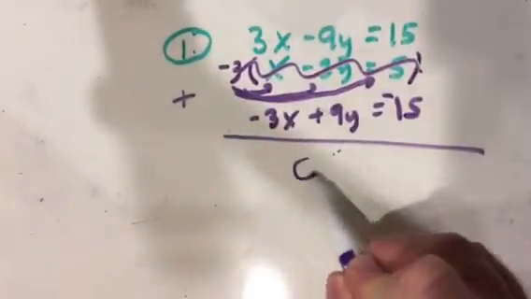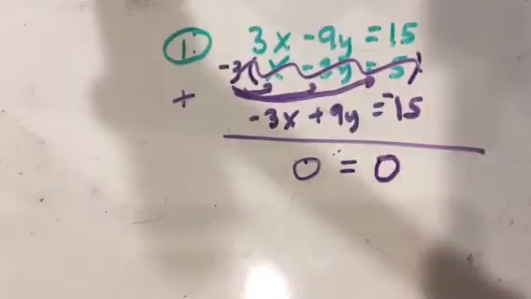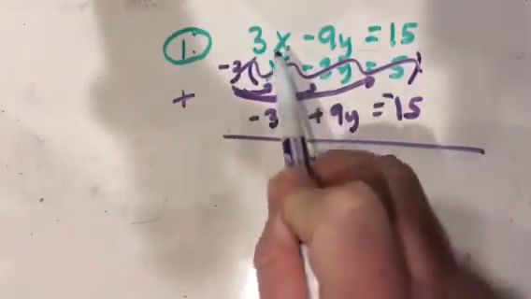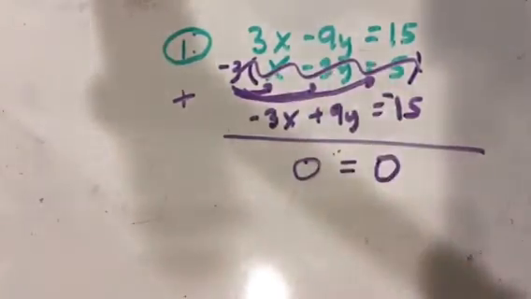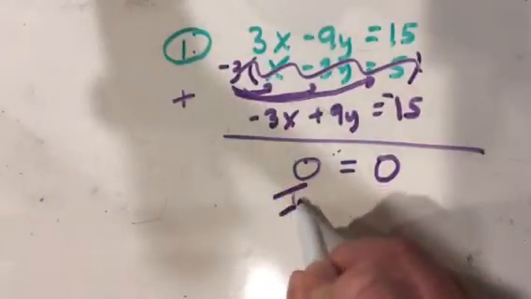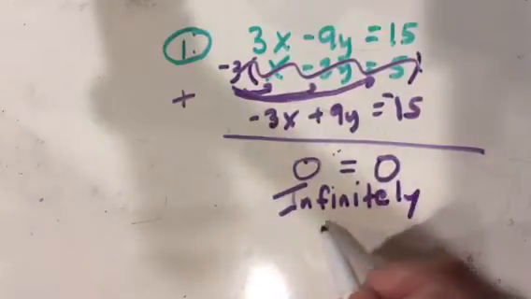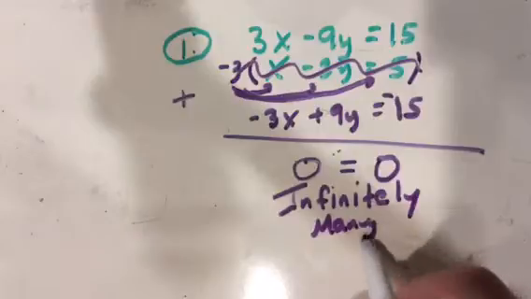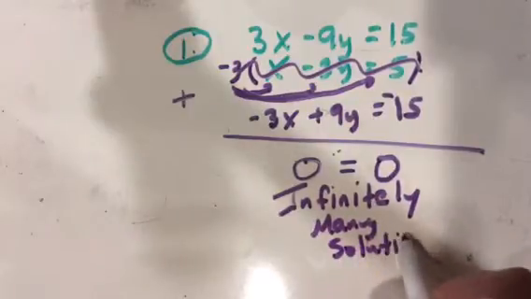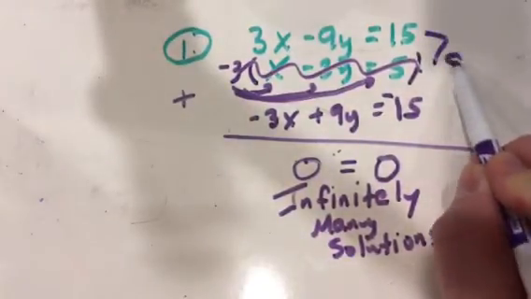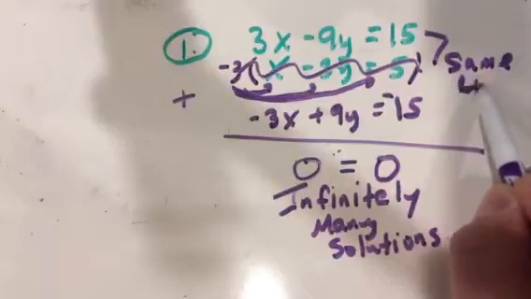So when everything goes away, I like to have my students write this. We have nothing equals nothing, or 0 equals 0. Okay? So just to review, if I distributed by -3, I'd get -3x, positive 9y, -15. That's the opposites all the way. That's straight cancellation. And when this happens, because that's a true statement, that means we have infinitely many solutions. Because what you can't see, because it's disguised, is these first two lines are really the same line.